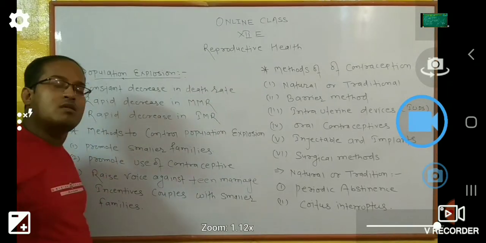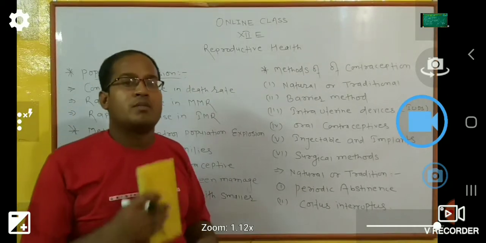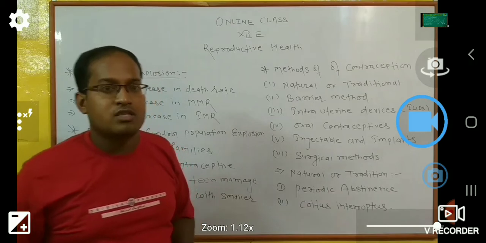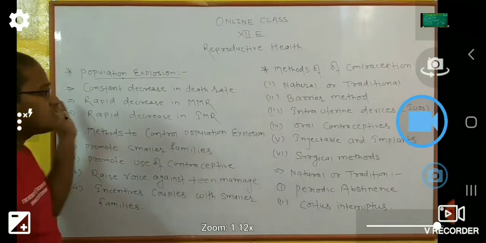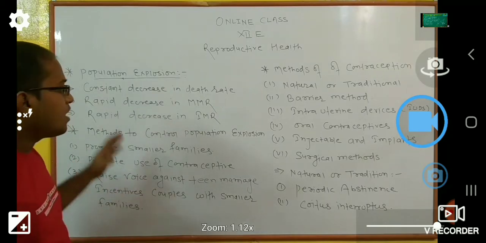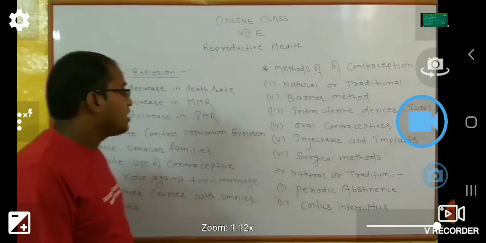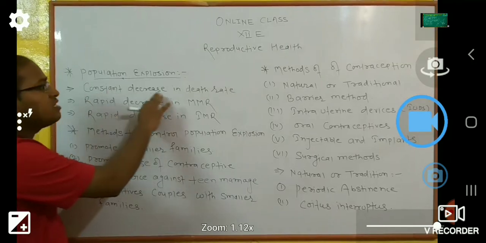Population explosion का मतलब होता है कि बहुत ही कम समय में, कम इंटरवल में, पॉपुलेशन इंक्रीज हो गया, जिसे हम पॉपुलेशन एक्सप्लोजन के नाम से जानते हैं. So here I have mentioned some important points. We have to discuss first, that is the constant decrease in death rate.